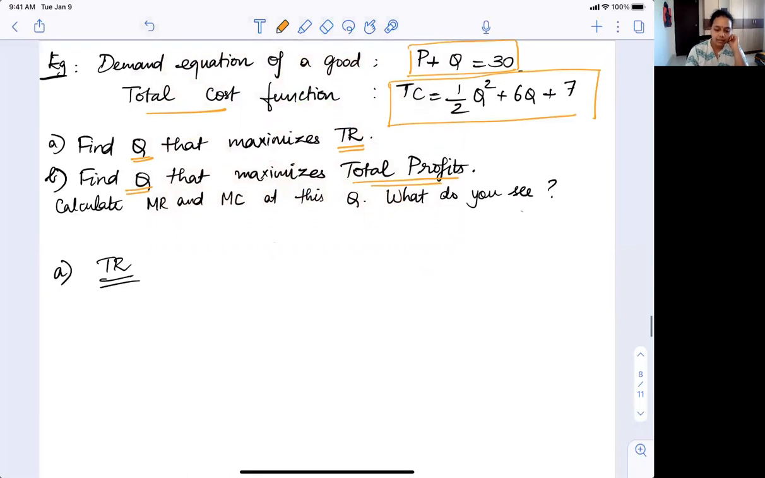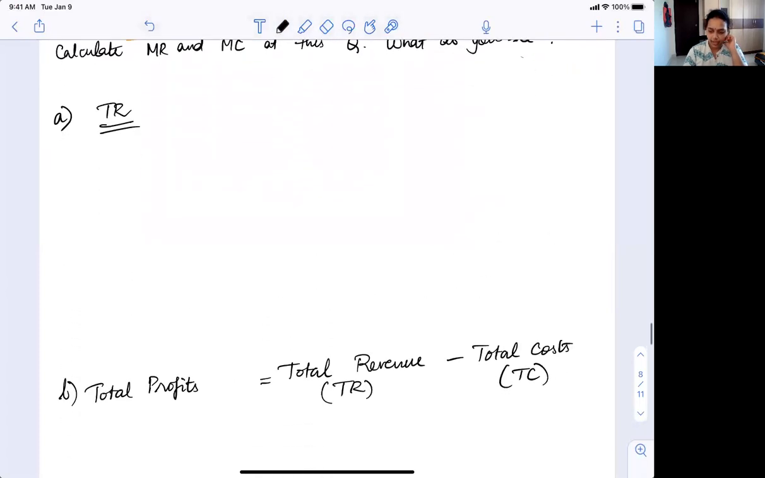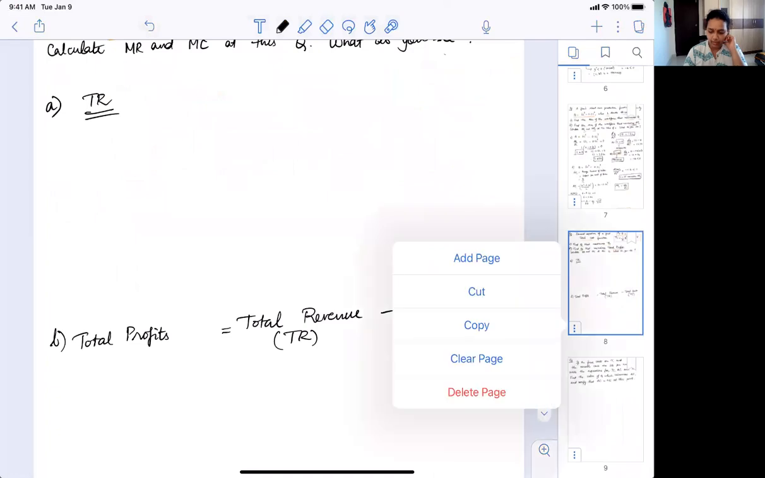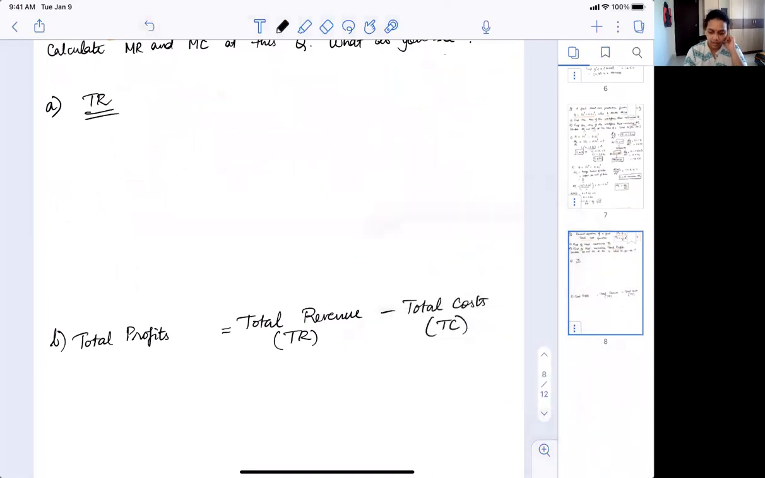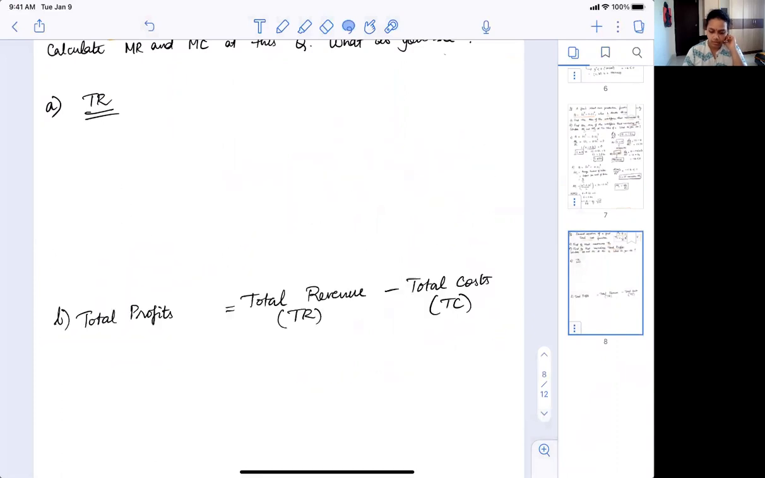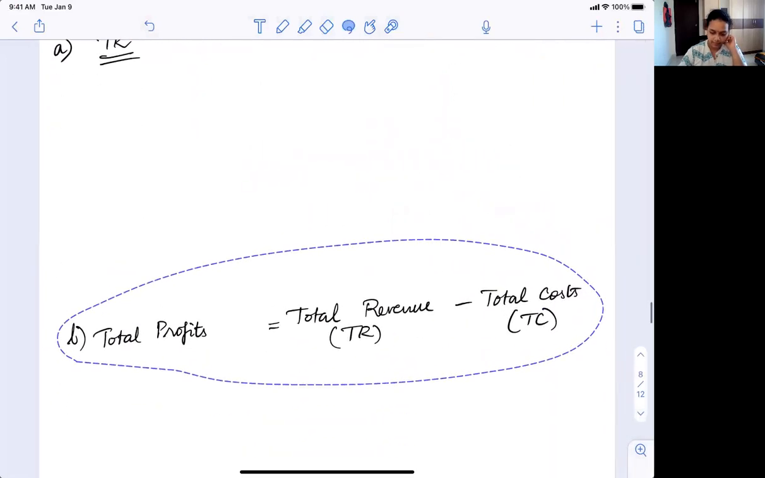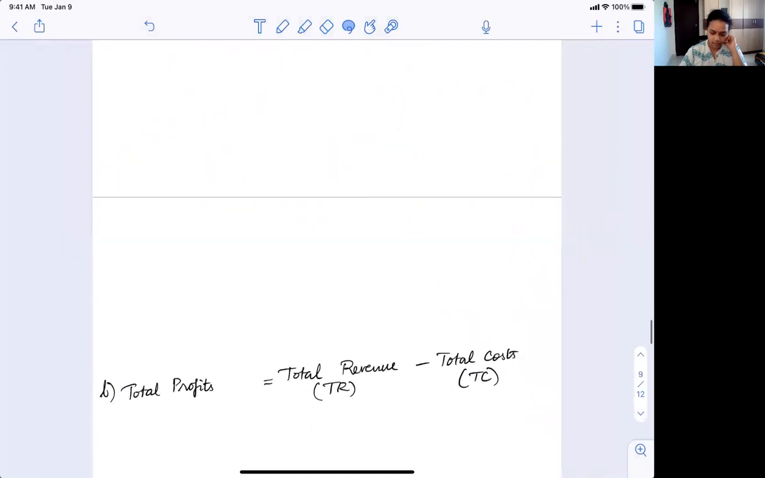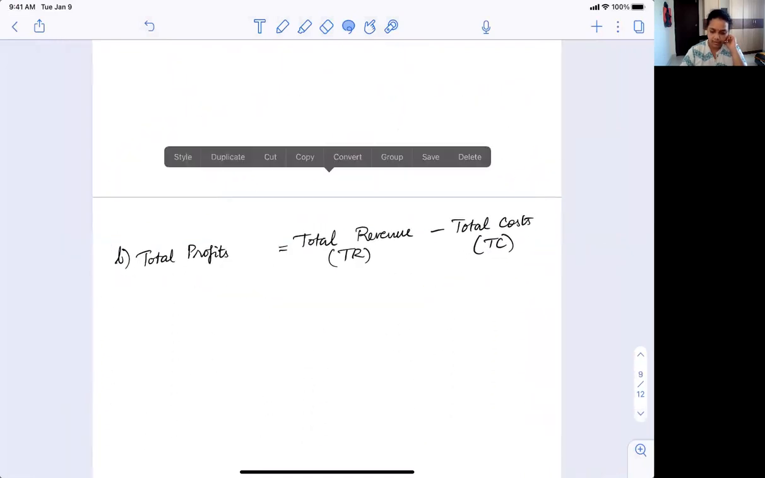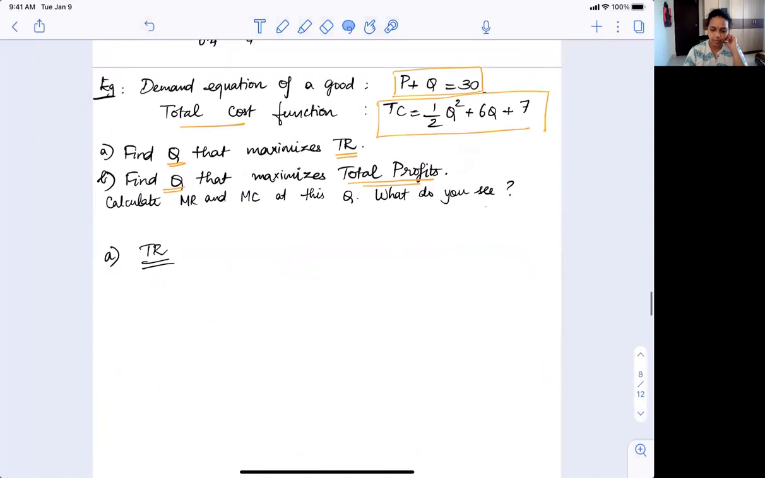Now let's do the first part of the question. I'm actually going to take another page here and make life easy for all of us. So let me just move this to the next page. Oops. Sorry for that confusion. So we're back to the problem.